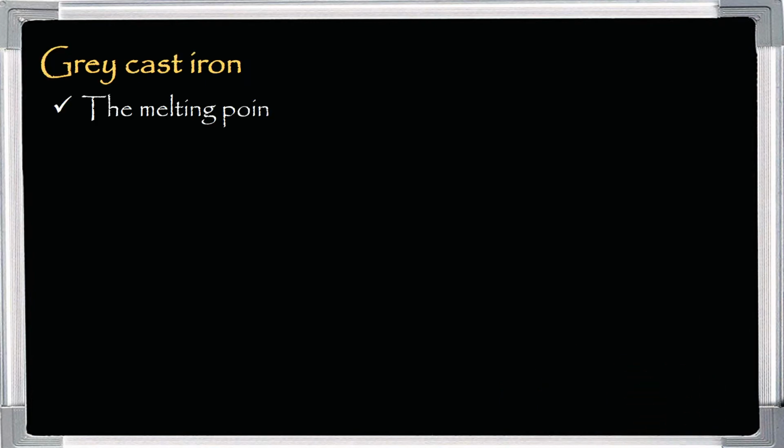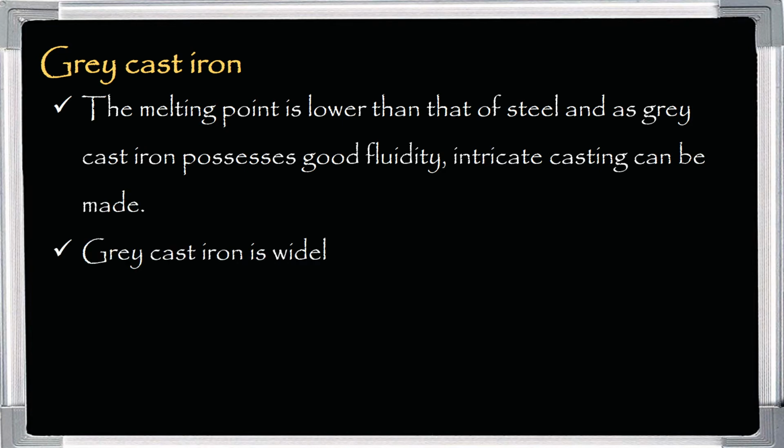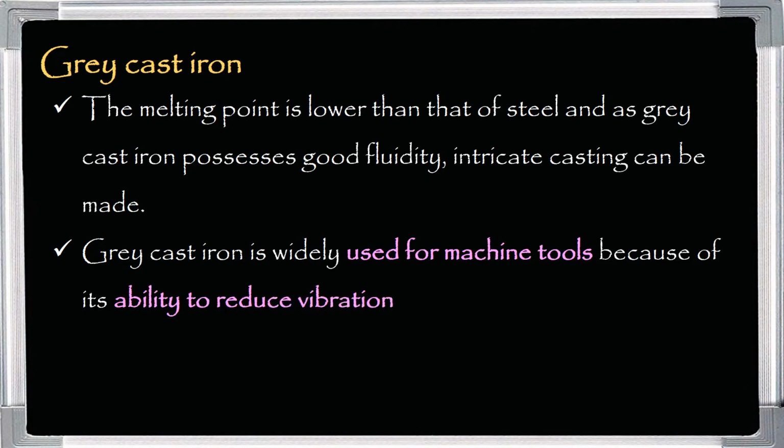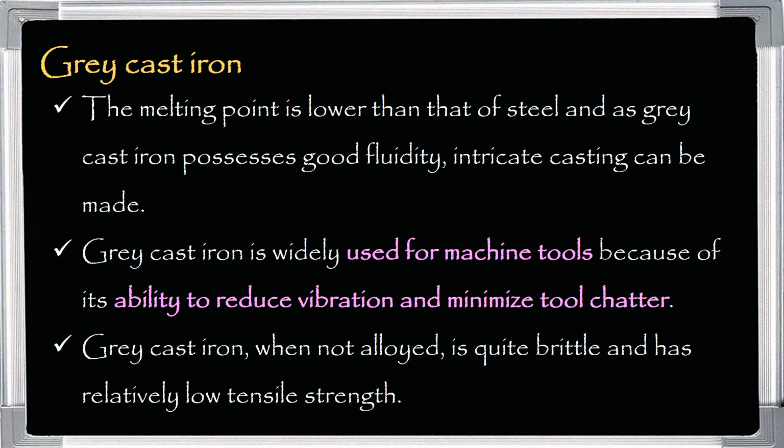The melting point is lower than that of steel, and as grey cast iron possesses good fluidity, intricate casting can be made. Grey cast iron is widely used for machine tools because of its ability to reduce vibration and minimize tool chatter. Grey cast iron, when not alloyed, is quite brittle and has relatively low tensile strength.